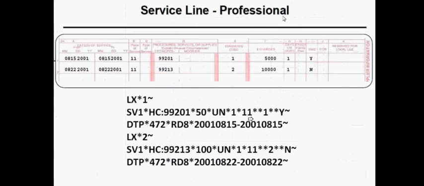All right, so we have seen this 11 is a place of service. Y is your emergency situation. And the diagnostic codes 1 and 2 are the pointers, basically. So it's very simple if you translate the claim information into electronic format. And here the date is given.